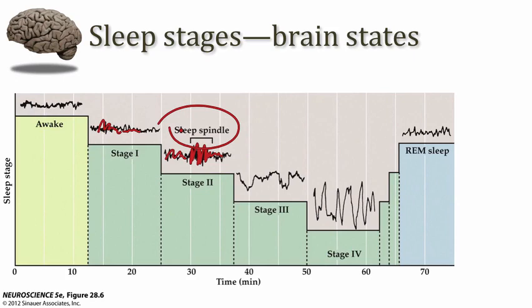So stage 2 sleep might pass after 15 or 20 minutes or so, and we begin to get into a stage of sleep that more clearly is increasing the amplitude of some of these brain waves.